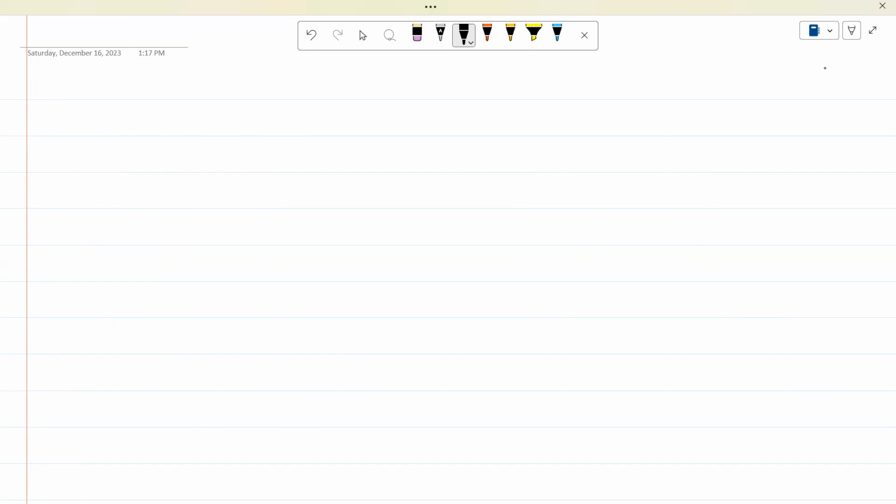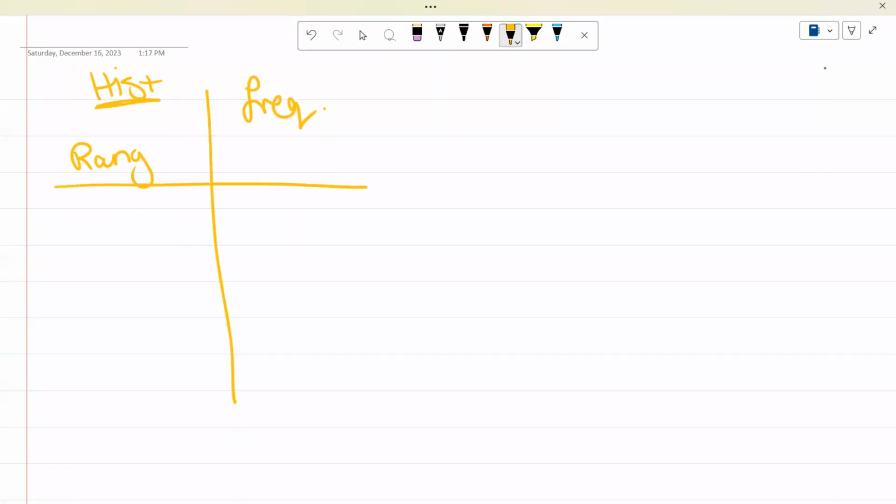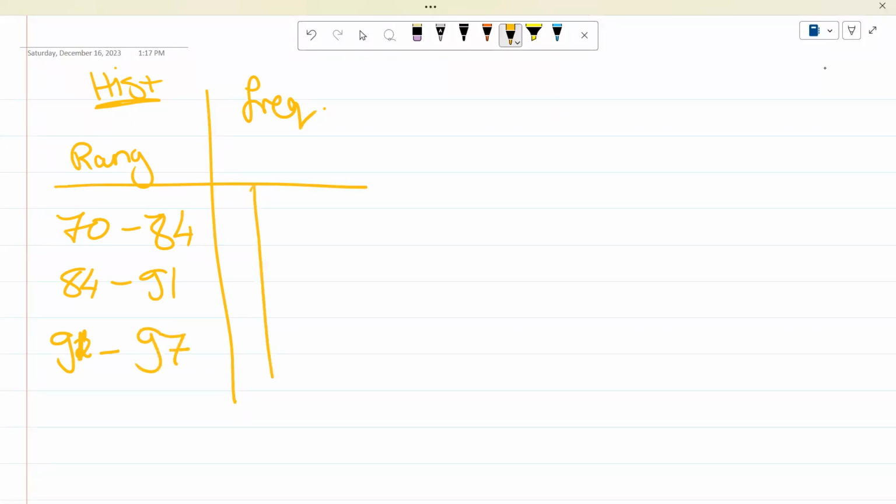Okay. Now the last graph is the histogram. The histogram is actually the easiest and the least common. With the histogram, you always have a range and you have the frequency. And it's very easy because you don't play around with the values. The range will be, let's say, from 70 to 84, and then from 84 to 91, and then from 91 to 97, and so on.